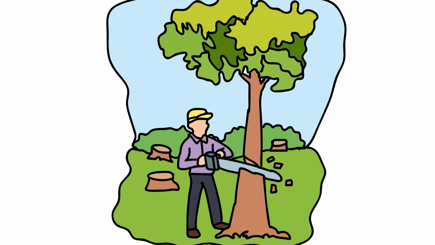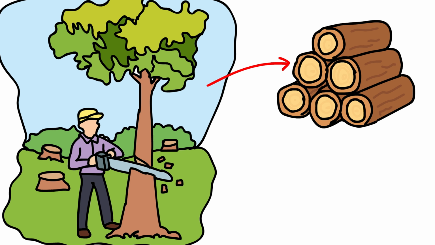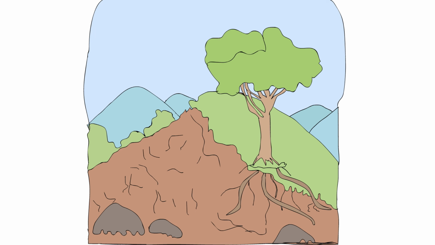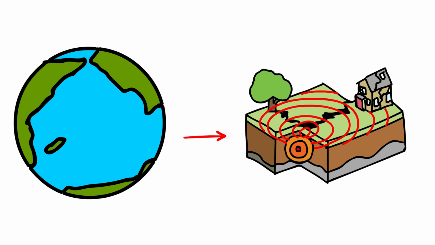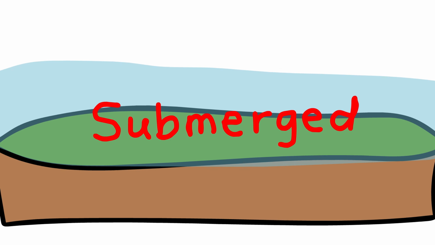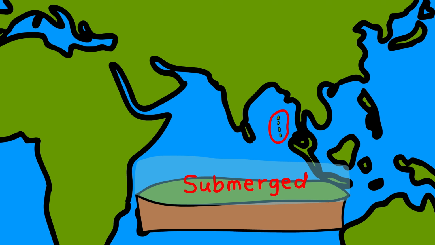For example, cutting of forests for fulfilling our needs of wood or cleaning land for agriculture may lead to fast removal of soil from slopes. Similarly, Earth's surface may be changed due to natural calamities like earthquakes. For example, there could be submersions of land, as happened in the case of the tsunami recently. Parts of Andaman and Nicobar Islands were submerged underwater.